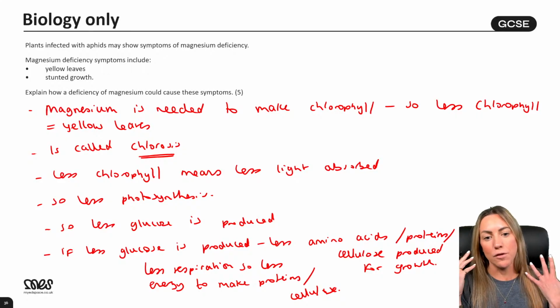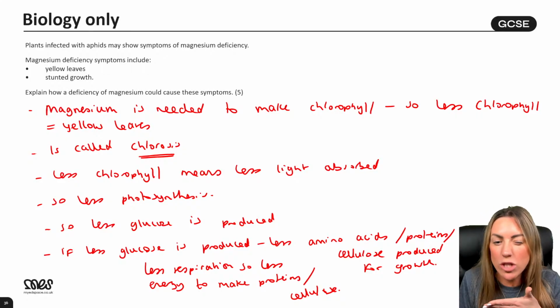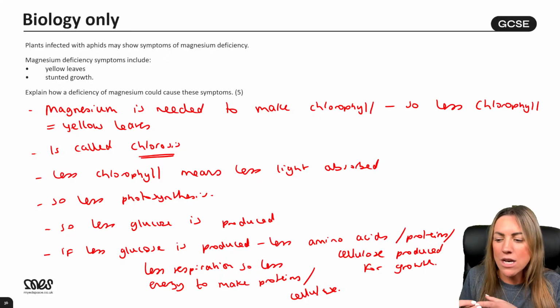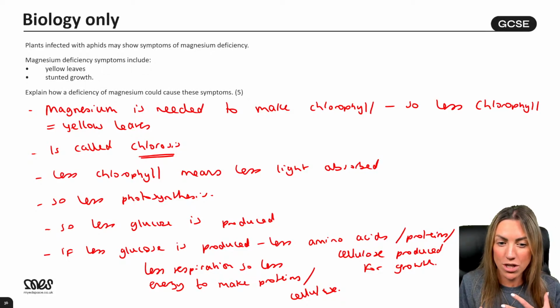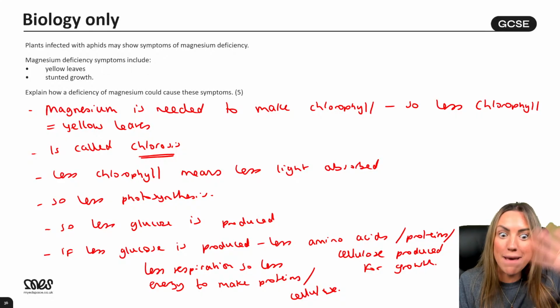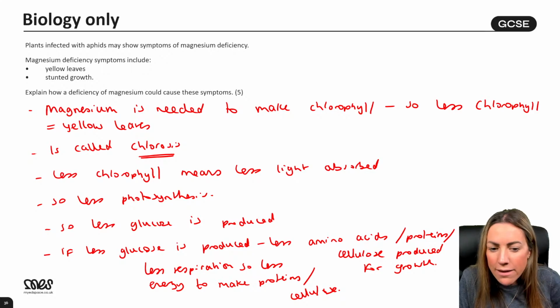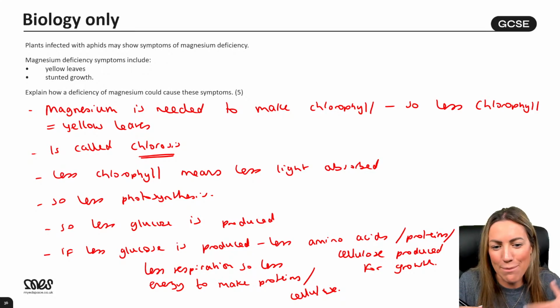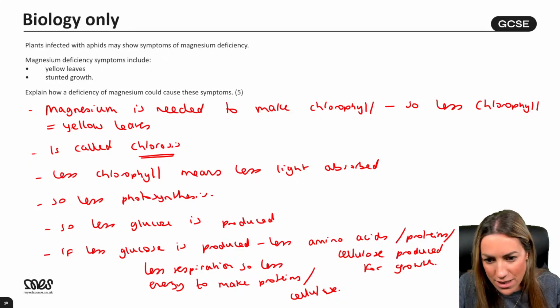Because for triple biology, this idea of stunted growth is usually about proteins, to be honest. If you said there's less glucose produced, so less respiration, that wasn't enough. But if you said less respiration, so less energy to make the proteins, they considered that enough. I think that's really, really mean. I don't know why they didn't just accept less respiration, so less energy for growth, but you did have to say less energy to actually synthesize proteins.